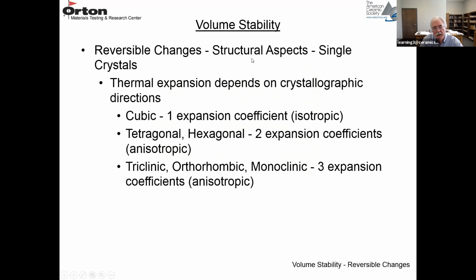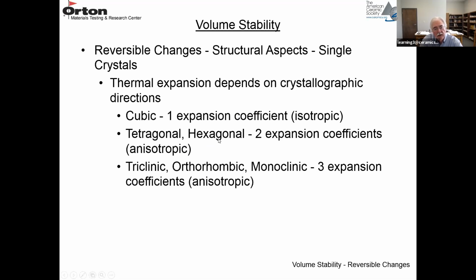So for the structural aspects, we can consider single crystals. In a single crystal, the thermal expansion depends on the crystallographic direction. And these are the different crystal structures: cubic, tetragonal, hexagonal, triclinic, orthorhombic, or monoclinic. In a cubic structure, you have only one expansion coefficient because it's isotropic. So no matter what direction you are in that crystal, you have the same thermal expansion coefficient.